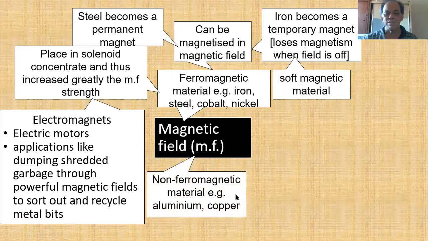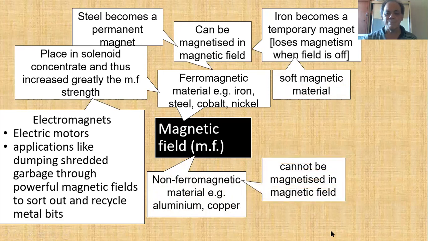Non-ferromagnetic materials, for example copper and aluminum, cannot be magnetized at all in a magnetic field. But if you pass current into the coil, then it can produce a magnetic field, because it's the current flowing in the coil that produces the magnet. But the material itself doesn't become magnetized at all. Okay?